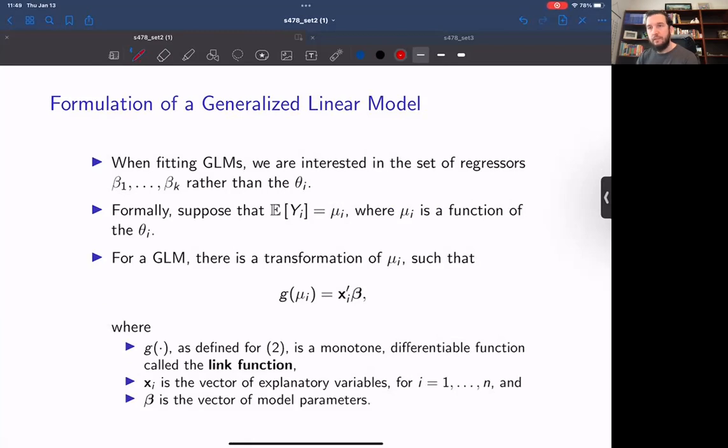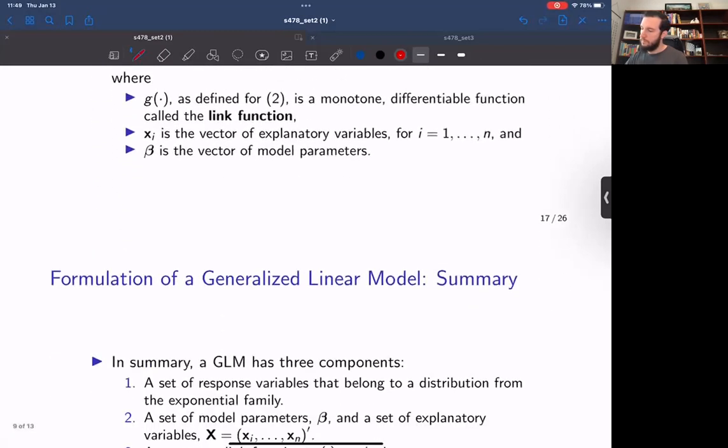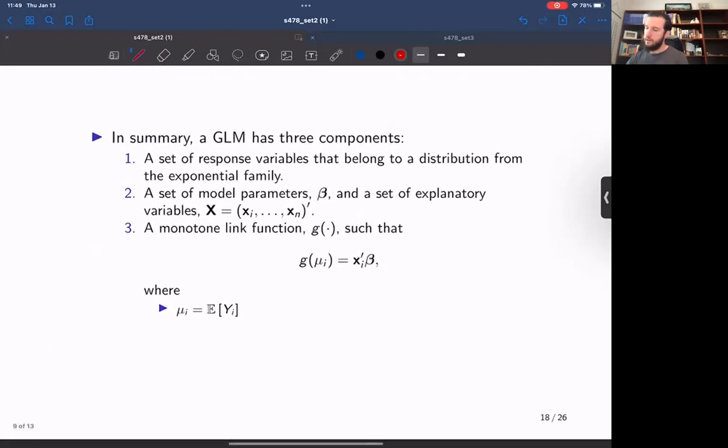As previously defined, the x_i are basically just the explanatory variables that exist in the data set, and the beta is the vector of model parameters. Okay, so what we're going to look at now are a few examples of how we can formulate a GLM in different situations. Just before we get to the first example, a little summary of those 3 points. We're looking for 3 components: a response variable that belongs to the exponential family, a set of model parameters, our explanatory variables, and then a definition of a link function.